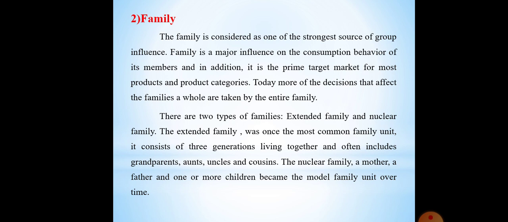There are two types of families: extended family and nuclear family. The extended family was once the most common family unit. It consists of three generations living together and often includes grandparents, aunts, uncles, and cousins. The nuclear family, a mother, a father, and one or more children, became the model family unit over time.